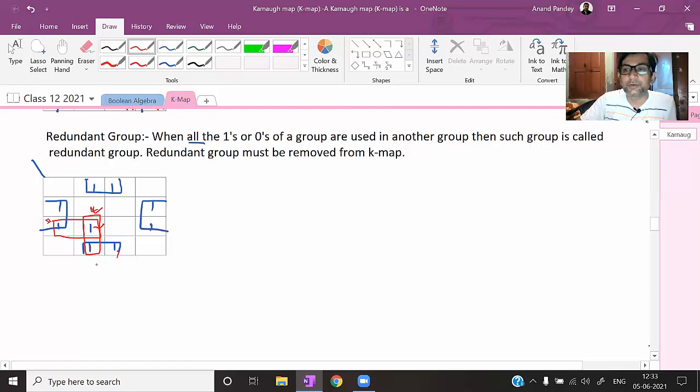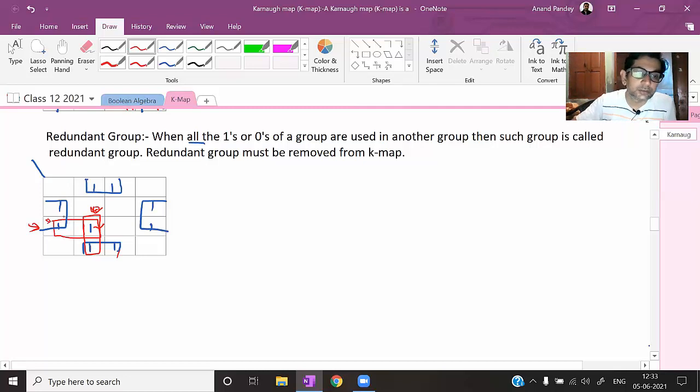दोनों वन किसी दूसरे ग्रुप में यूज हो चुके हैं. It means this is a redundant group. Okay. If you'll think about this vertical, horizontal, this is also a redundant group. Any one of them, किसी एक को भी हटा देंगे तो redundant group नहीं रह जाएगा. एक हटाना पड़ेगा. दोनों नहीं हटाएंगे.